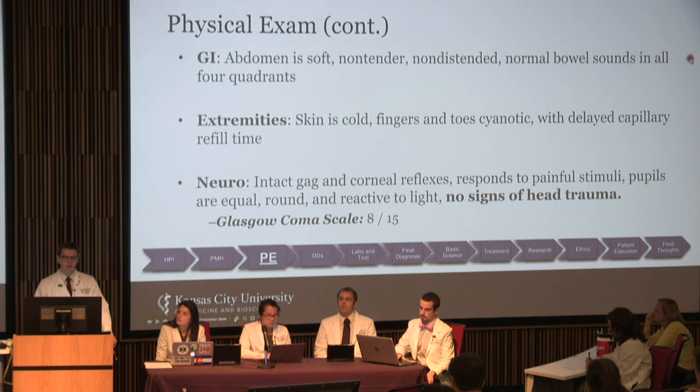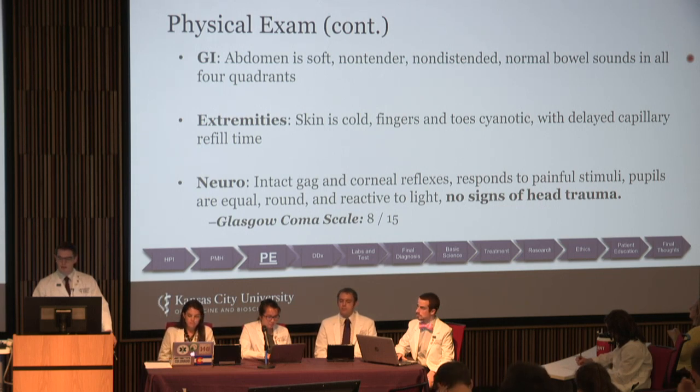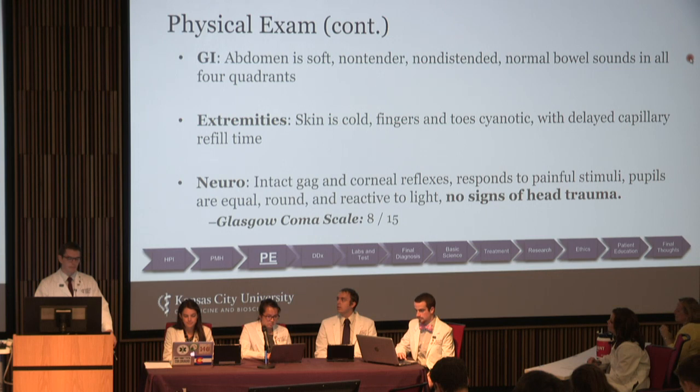The gastrointestinal exam indicated that his abdomen was soft, non-tender, non-distended, and normal bowel sounds were heard in all 4 quadrants. His extremities showed the skin to be very cold. His fingers and toes were cyanotic with delayed refill time. A neurological exam indicated an intact gag and corneal reflex, and at this time he became responsive to painful stimuli, and his pupils were round, equal, and reactive to light. There was no sign of head trauma. On the Glasgow Coma Scale, he was found to be 8 out of a possible 15. The Glasgow Coma Scale measures how alert and oriented a patient is.